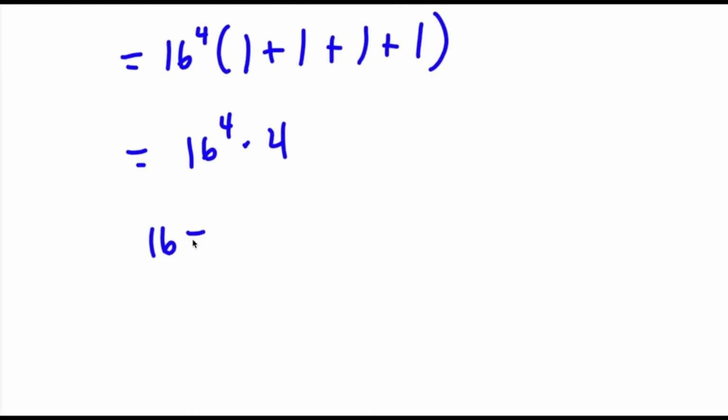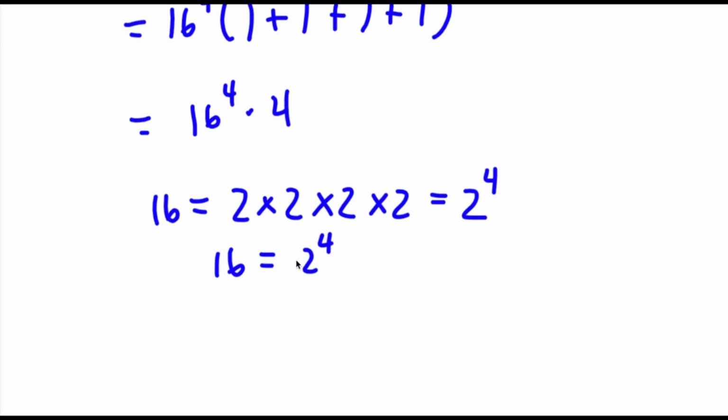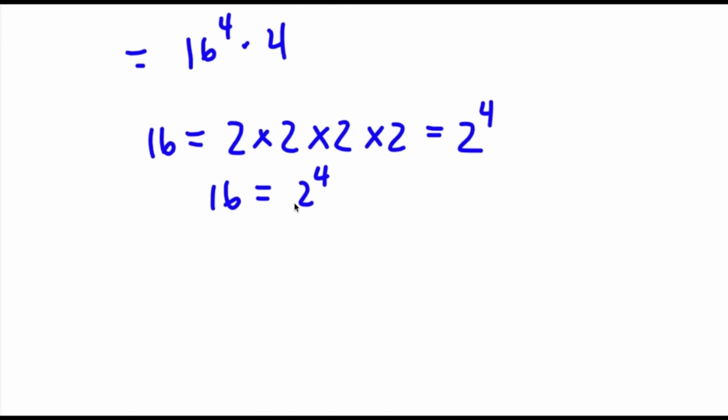Now 16 here is equal to 2 times 2 times 2 times 2. And 2 multiplying by itself 4 times, that's the same thing as 2 to the power 4, right? Meaning 16 is the same thing as 2 to the power 4. So now, if I substitute in 2 to the power 4 for 16 in this problem, I get 2 to the power 4 to the power of 4 times 4.